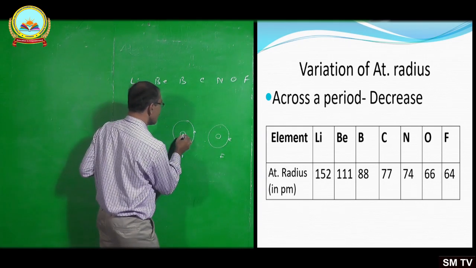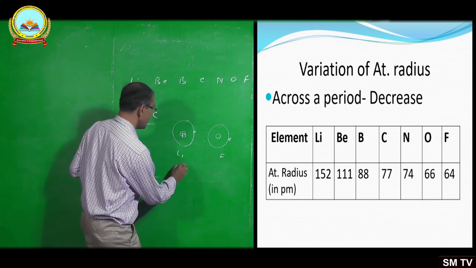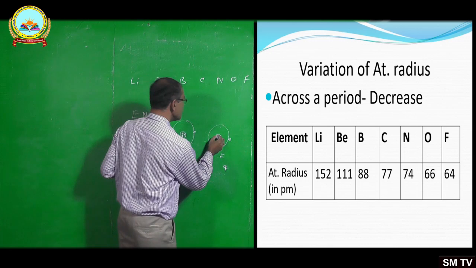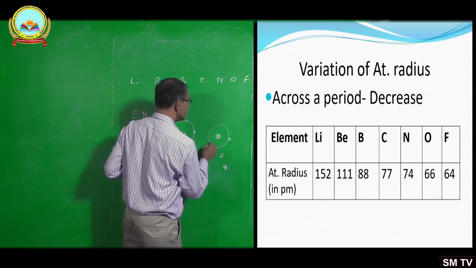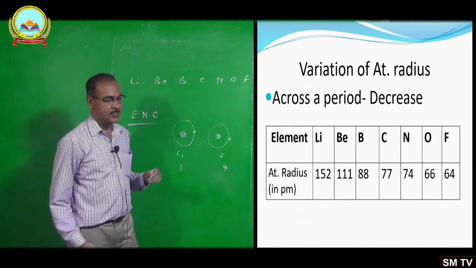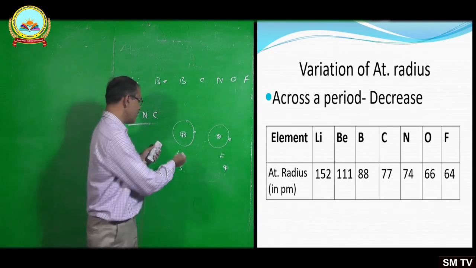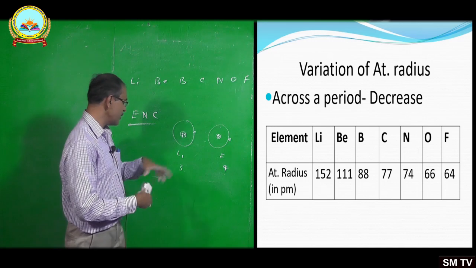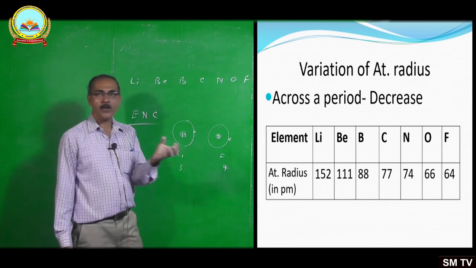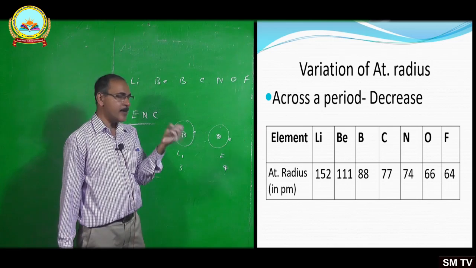In the nucleus of lithium, atomic number 3, you have 3 positive charges. For fluorine, atomic number 9, you have 9 positive charges in the nucleus. Lithium has less positive charge; here you have so many positive charges. Then what happens? There is an electrostatic force of attraction between the nucleus and the outer electrons. These electrons are held by electrostatic force of attraction, tightly held.